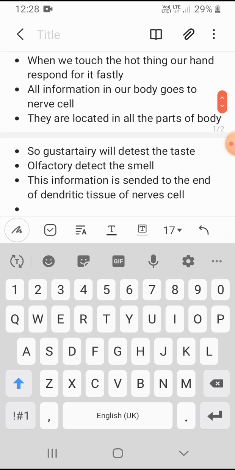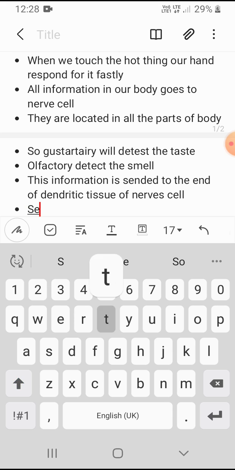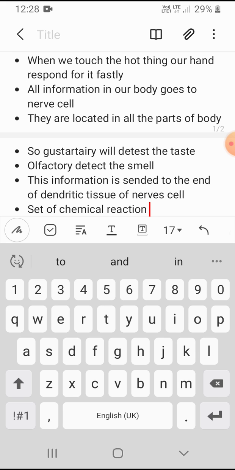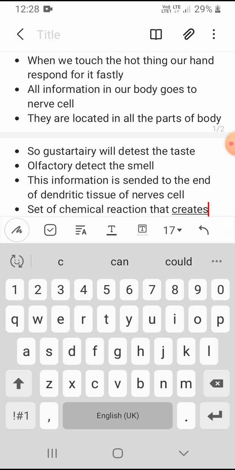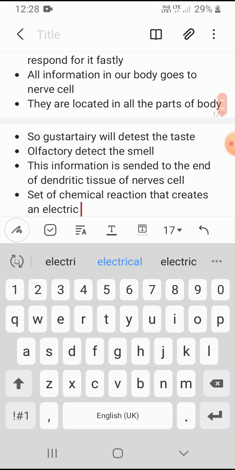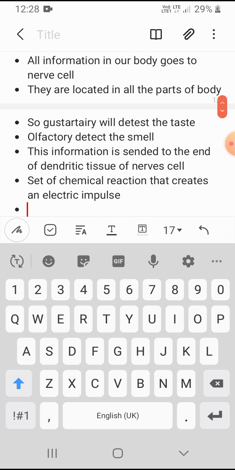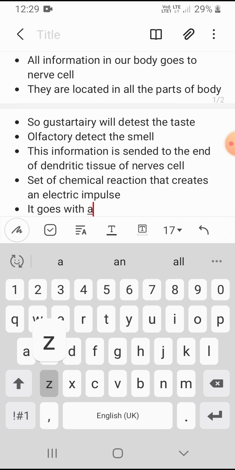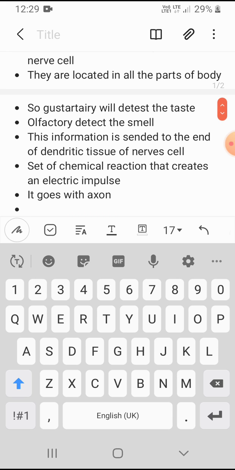And because of a set of chemical reactions, that creates an electric impulse, meaning it will send it very fast, very forcefully. And it goes along the axon, a thing called axon.